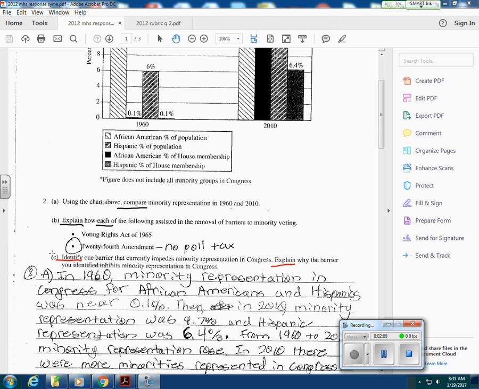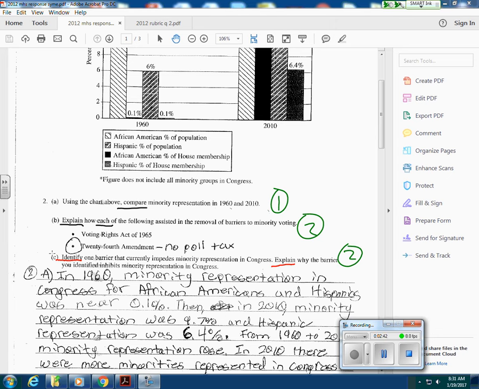Now, another thing you're going to want to do when you get to FRQs is try to guess what the rubric looks like. Not so much what's on it, but how many points there are. So for part A, we're going to have 1 point. We're doing the comparison. We get it right, we get 1 point. In part B, where we explain how each of the following assisted, there's 2 things, so that's going to be worth 2 points. And then C, we're going to identify a barrier and then explain why that barrier inhibits minority representation. That's another 2 points. So this is a 5-point rubric.